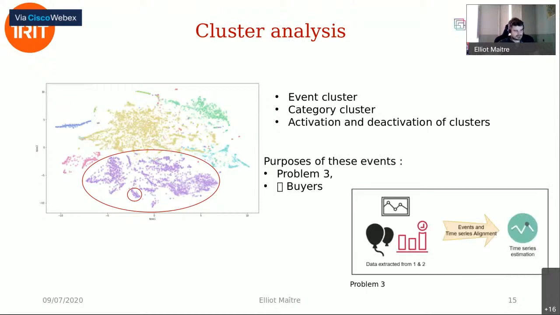These events will have different purposes. They will be used for problem 3, as I stated before, to be compared to the variation in order to estimate how they impact the stock market. They will also be given to buyers because we think it's really important to keep the experts in the loop, because they might have a different analysis of events than our model has. And so it's important to keep monitoring the impact of the events that our model understands, in order to make sure that there is no concept or data drift, and to make sure that the predictions we are making are still relevant to the real world.